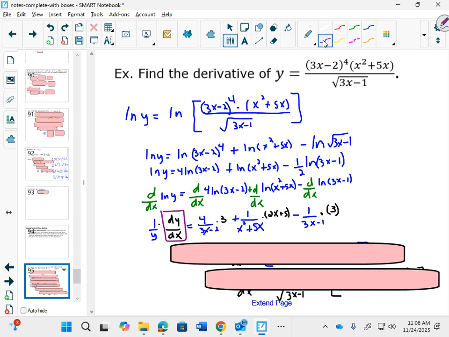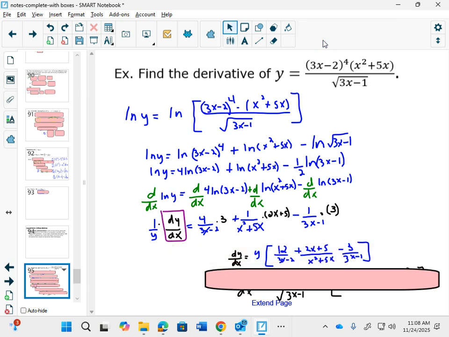Now you wanted to find the derivative. That's your dy/dx. So if I want to find my derivative, all I would need to do is multiply both sides by y. I'm going to keep that right-hand side in brackets. And then, since I knew what y was originally, yes?